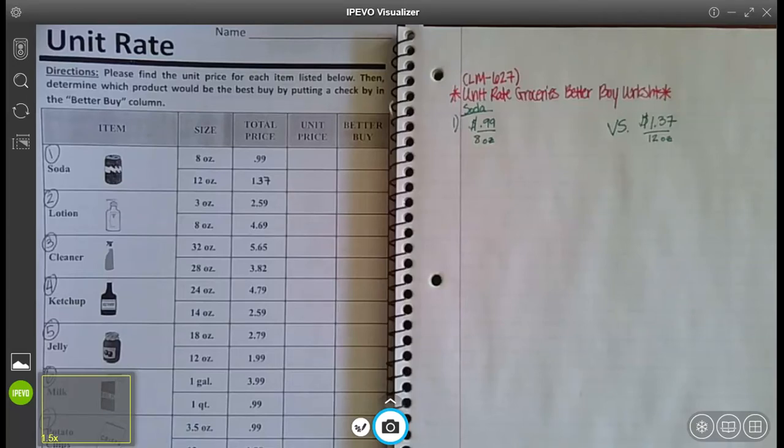Hello, my little mathematicians. Today, we're going to focus on unit rate, and we're going to use that to help us determine which one's the better buy.